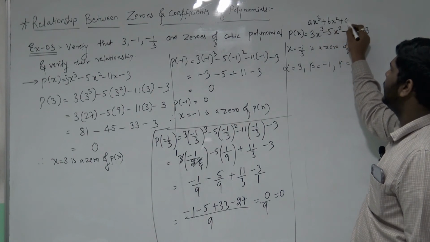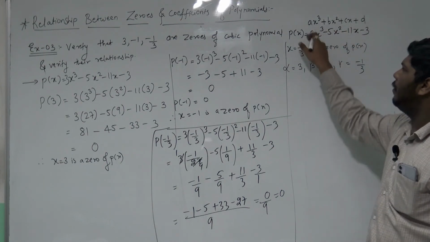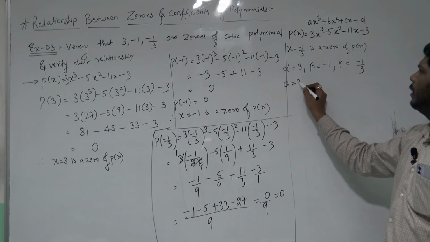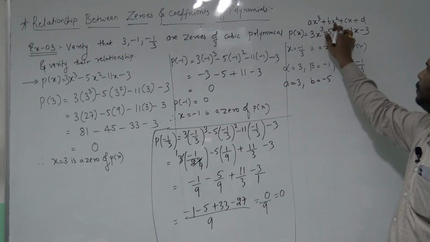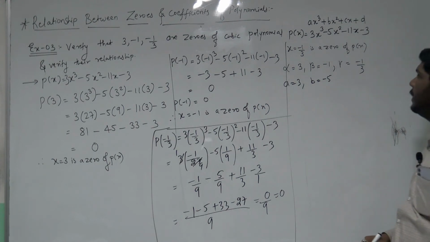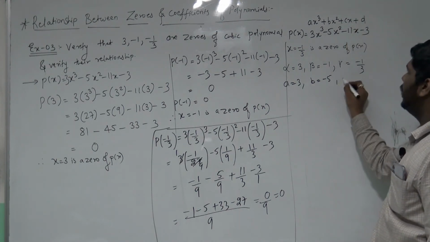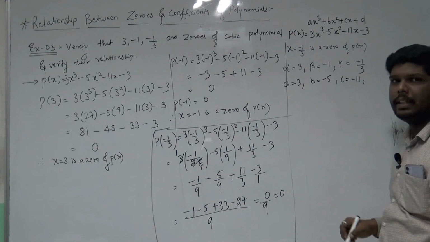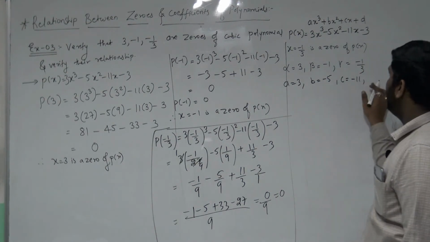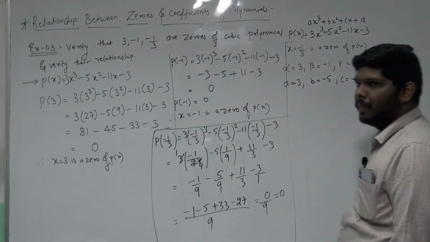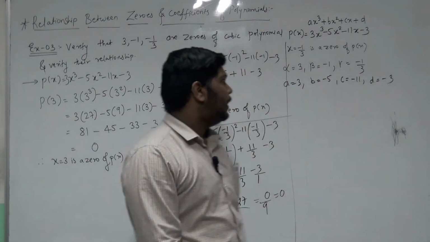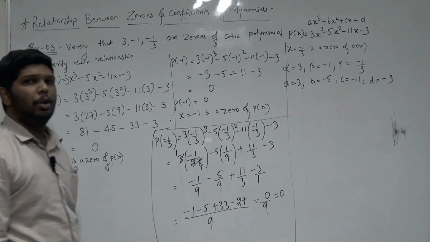At the same time, if I compare this polynomial with the standard form, that is ax cube plus bx square plus cx plus d, can I see the value of a will be 3, correct? Value of b will be minus 5, as simple as that. Then value of c, what is value of c? Value of c will be minus 11, correct? And value of d, if you compare, you will get it as minus 3. So these are the values of a, b, c and d, and alpha, beta, gamma is also ready.